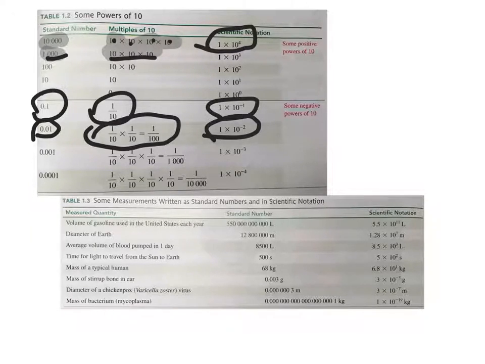Table 1.3 shows some measurements written as standard numbers and in scientific notation. The volume of gasoline used in the United States each year, which is a crazy amount, is 550,000,000,000 liters. That's 5.5 times 10 to the 11th liters. Much easier to see that. In standard vernacular, that would be 550 billion liters every year.